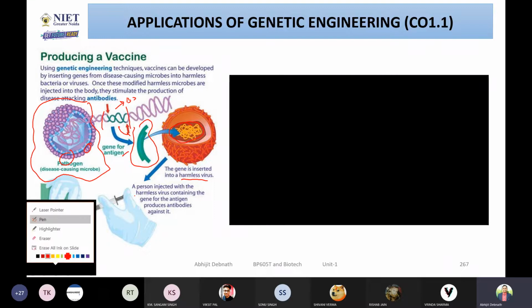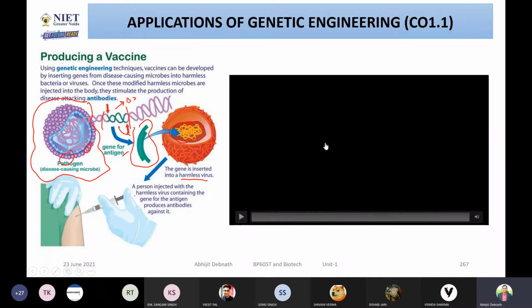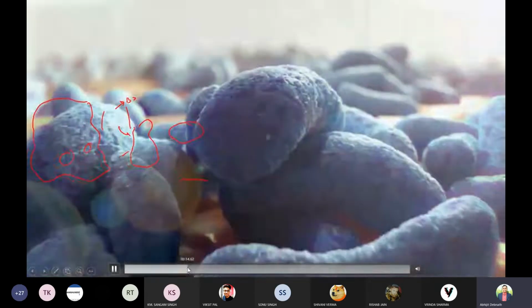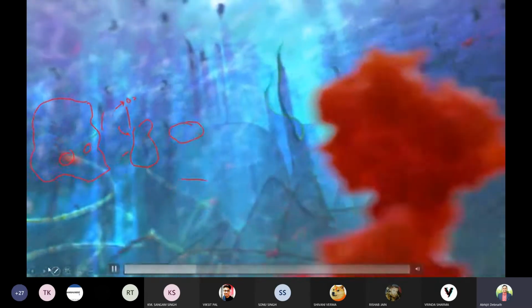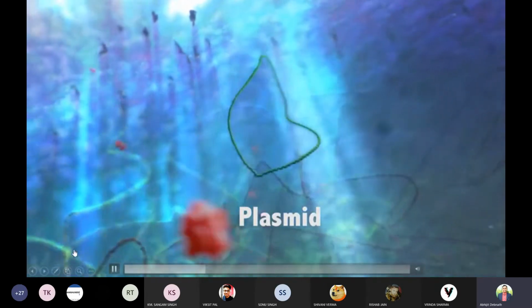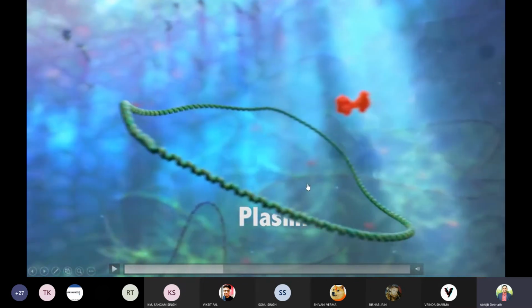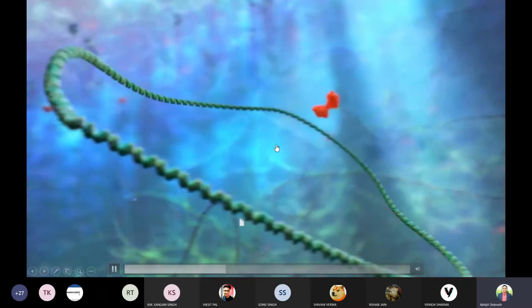Yesterday I showed you a very interesting video. Today I do not have that much time, but I will just show you the plasmid. You can see, what we are seeing is inside the body of the bacteria, the plasmid.